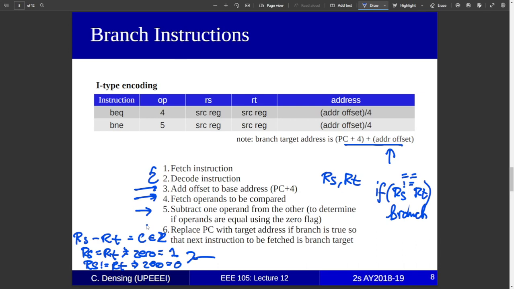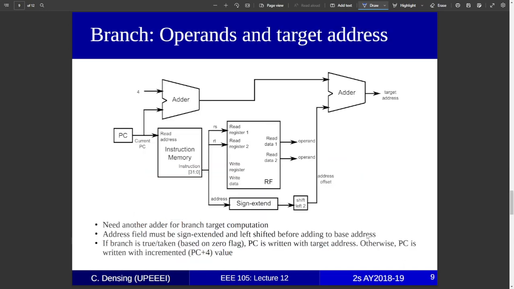So step 6, replace the PC with the target address, the calculated target address. You see here, this is the branch target address. You replace the PC with the branch target address if the branch is true. So what happens then is that the next instruction that will come out of PC will be the branch target instruction. So let's see how we implement this.